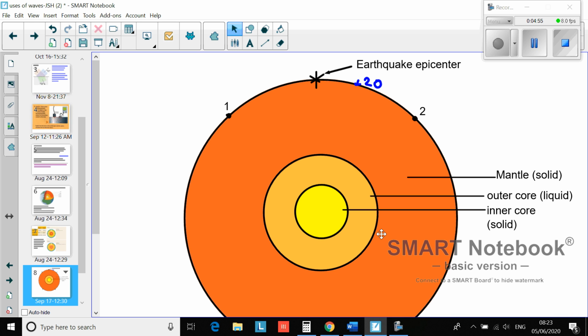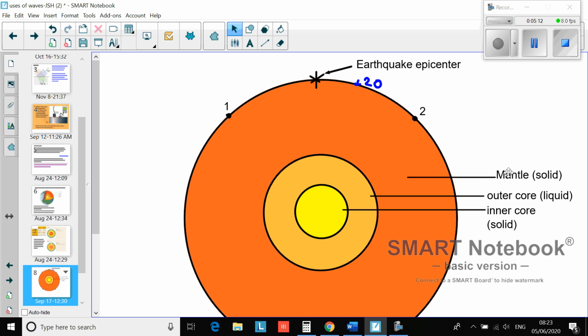Now, those are transverse waves, and I hope you remember the golden rule of transverse waves is they cannot go through liquids. Okay, really important. They can't travel through liquids. So, outer core is liquid.